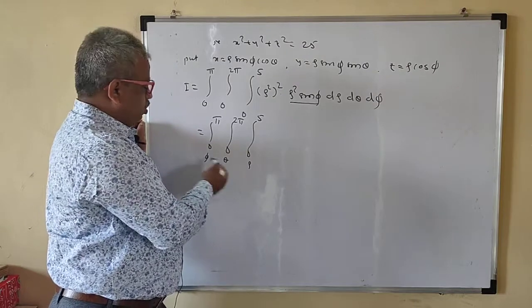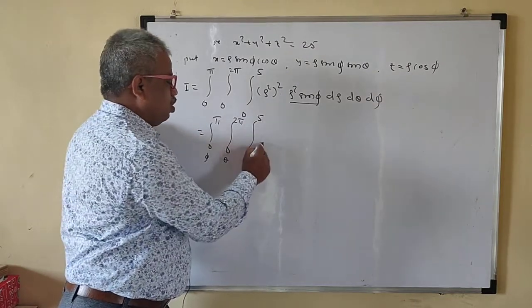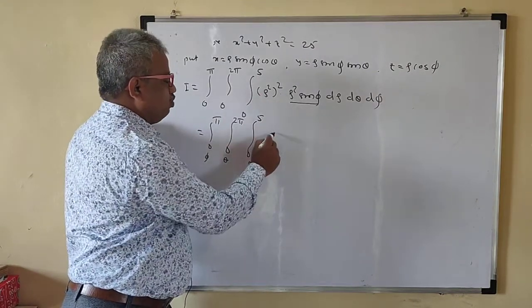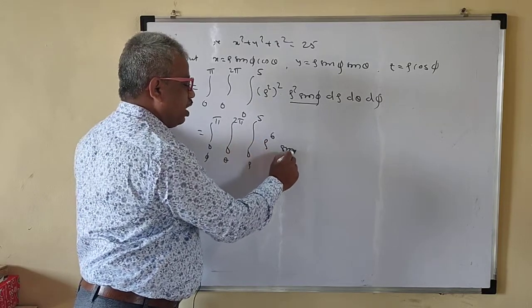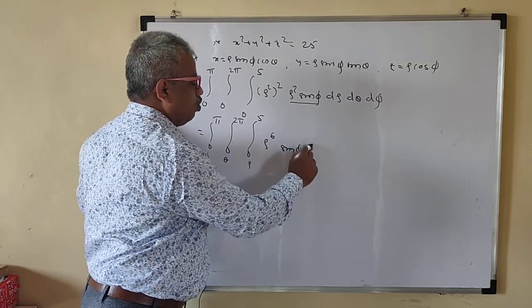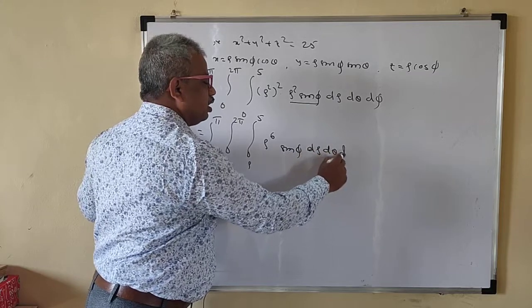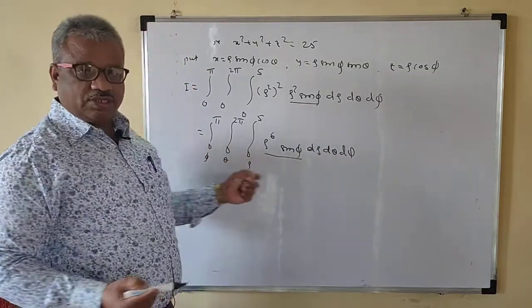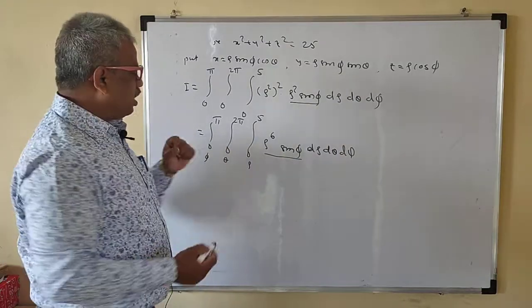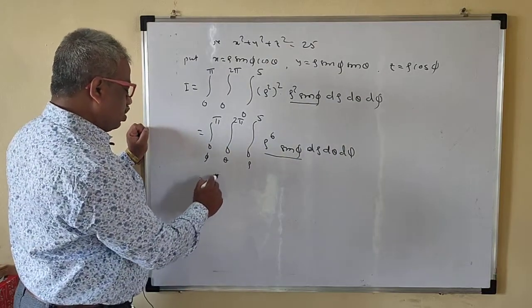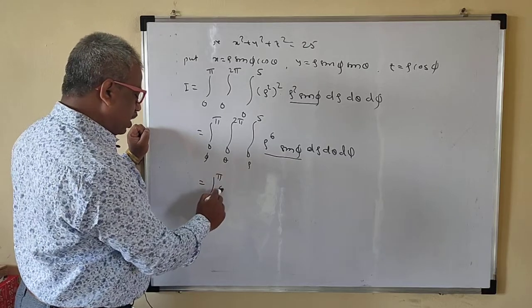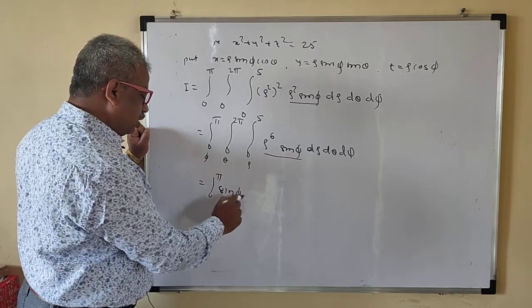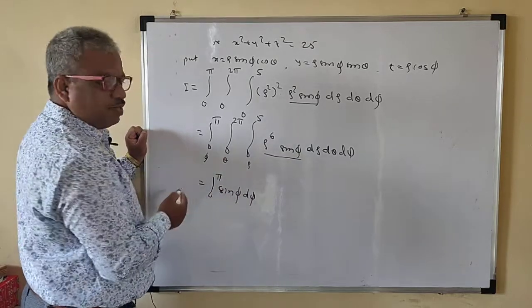So for you, I have written this. Now rho to the power 4 and this is 6. So sin phi d rho d theta d phi. Now see here, this is the product of three functions, so it has separate integrals like this. This is 0 to pi. Is there a function of sin phi? Yes, sin phi is there. So this is sin phi d phi because these are the limits of phi.